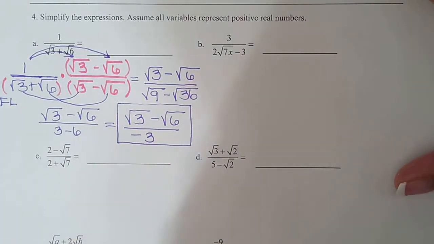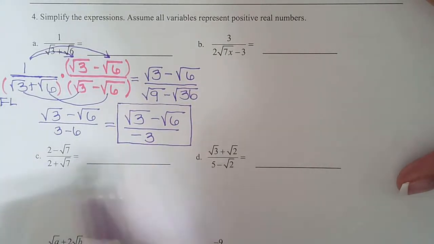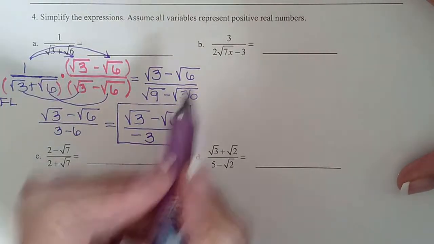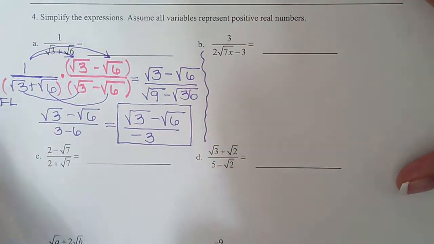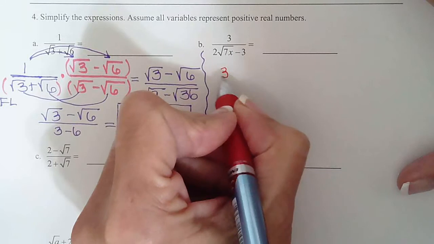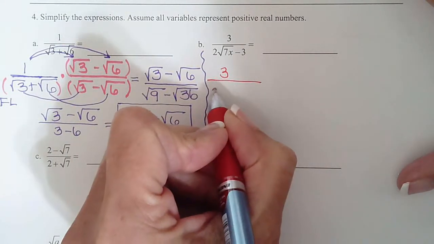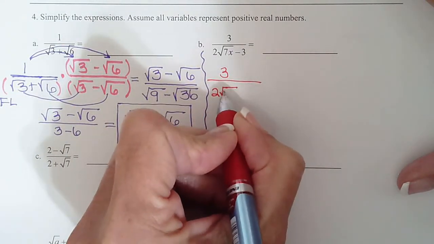Okay, let's do another one, and then I would suggest shutting off the video and trying maybe the next 4 on your own. But let's do one more together. Get in some practice. So we have 3 over 2 radical 7x minus 3.